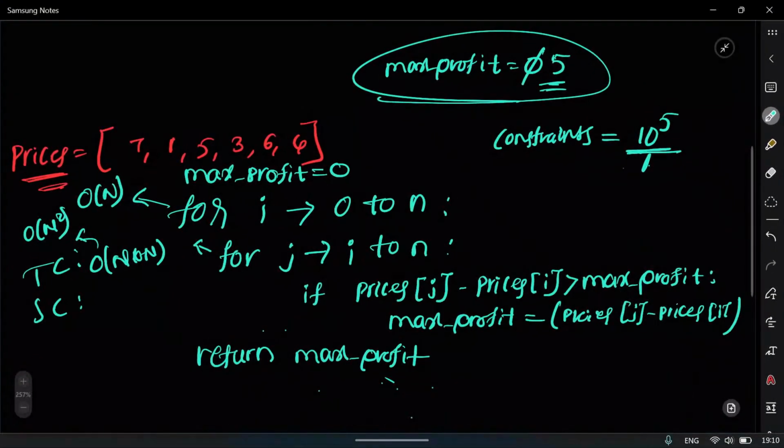It's going to give us a TLE. Therefore, the space complexity for this is order of 1, because we are not using any external data structure. And let's move towards the optimal solution.